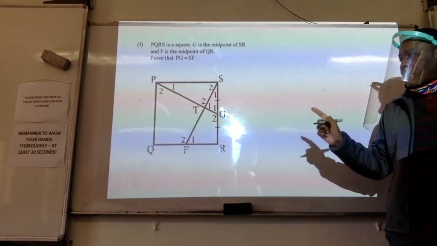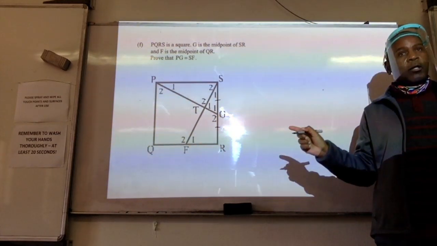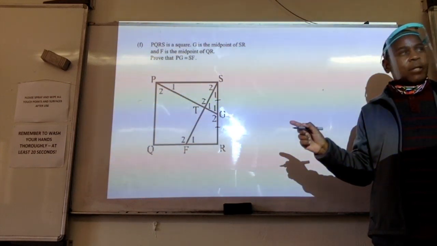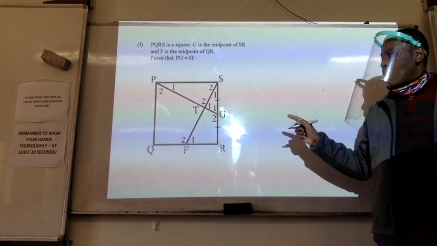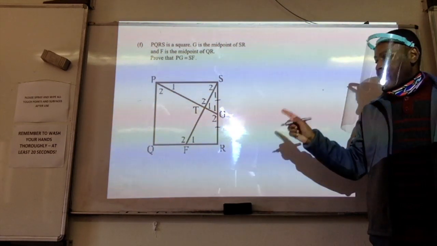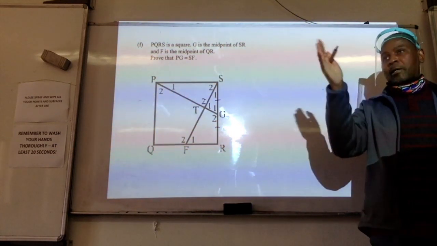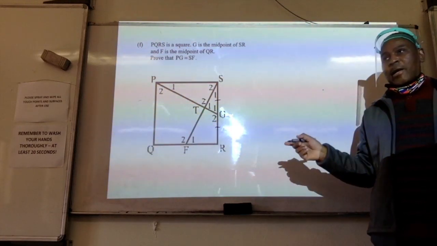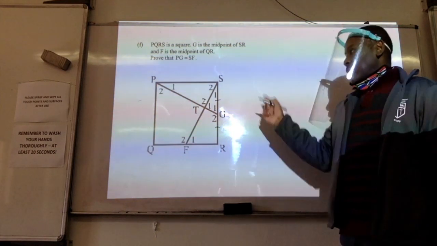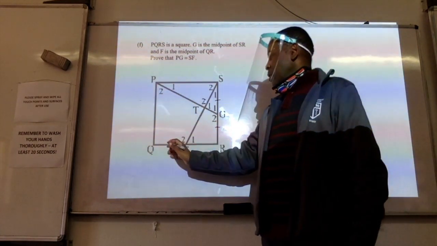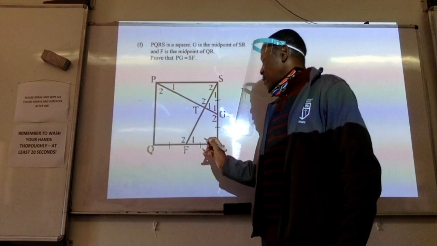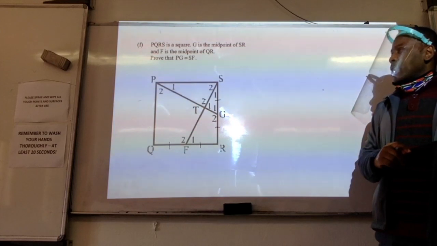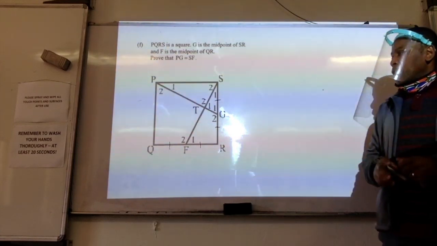All right? So if F is the midpoint of QR, what does that tell you? Remember, PQRS is a square, and F is the midpoint of QR. What does that say? That QF is equal to FR, right? But this is a square, so we can just mark this exactly the same. Now, prove that PG is equal to SF.